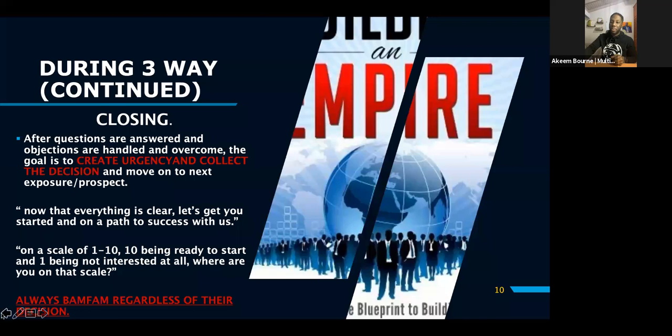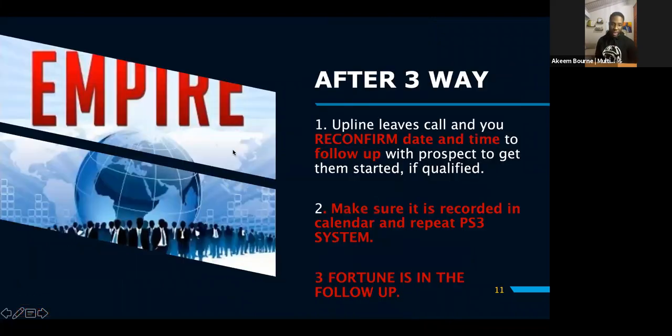So look at what I have here at the bottom. See, it's in red: always bam fam, regardless of your decision. Now, what does bam fam mean? Whether the person tells me they are ready to get started or not, whether they have the money or not, whether they're a 5, and if they say 5, normally we say, so what do I need to do to get you to a 10? Whatever they say, you want to book the meeting. This is important, because if you don't do that, let me show you what happens.